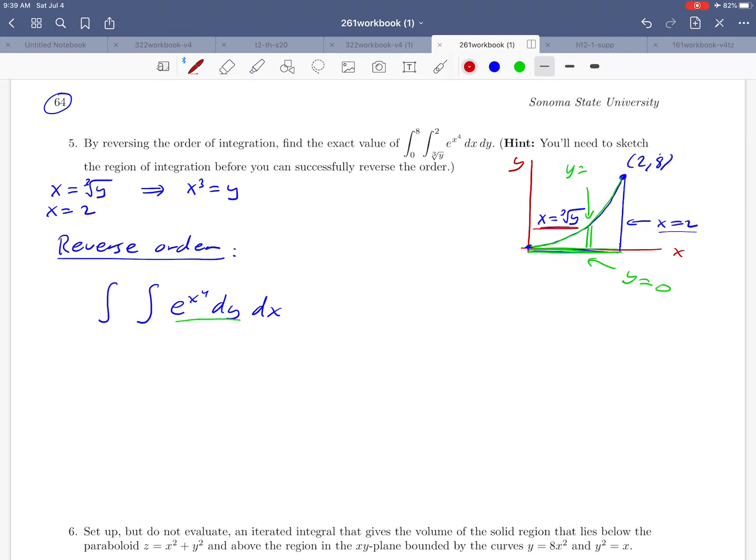And in fact, we already did that over here, when we cubed both sides. We discovered that y is equal to x cubed. So, putting it together, we're going from the curve y equals 0 on the bottom to the curve y equals x cubed on the top. That means that our limits of integration are going to be 0 to x cubed.